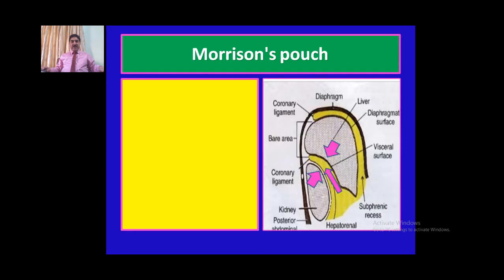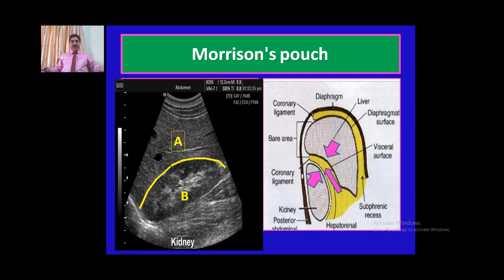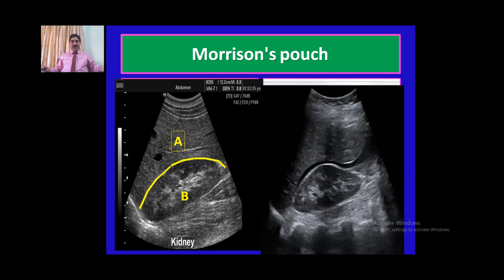A sonographic view of the Morrison's pouch. As shown in this diagram, A is visceral surface of the right lobe of the liver, B represents right kidney. Between A and B, the glistening or shining line represents the peritoneum covering anterior surface of the kidney and inferior surface of the right lobe of the liver. Normally this space contains no fluid, so the interface between the kidney and the visceral surface of the liver appears shining. But in case of fluid collection, this space gets filled with the fluid as shown by these arrows.